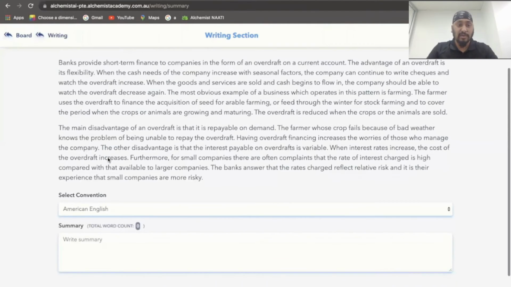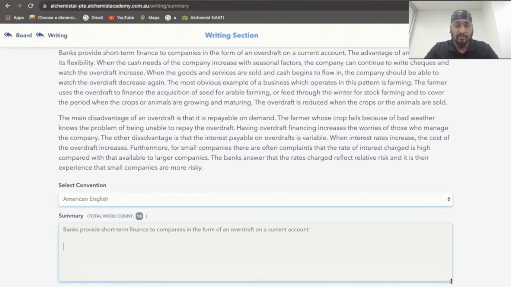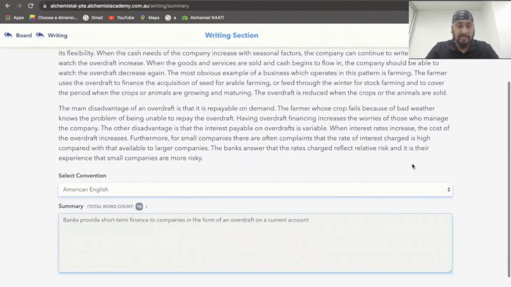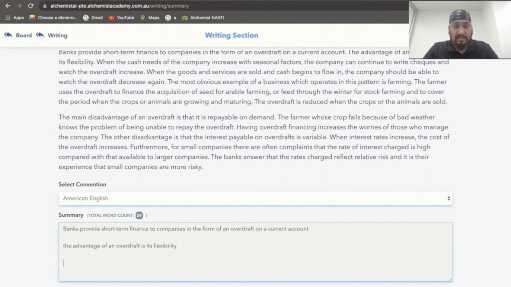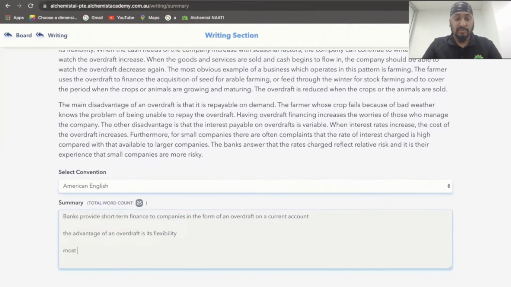So let me just write it down. I'm going to write down over here by increasing the length of the box a little bit. So banks provide short-term finance in the form of an overdraft on a current account. The next point I'd like to add is the advantage of an overdraft. The advantage of an overdraft is its flexibility. And the next thing that I'd like to use is the most obvious example.